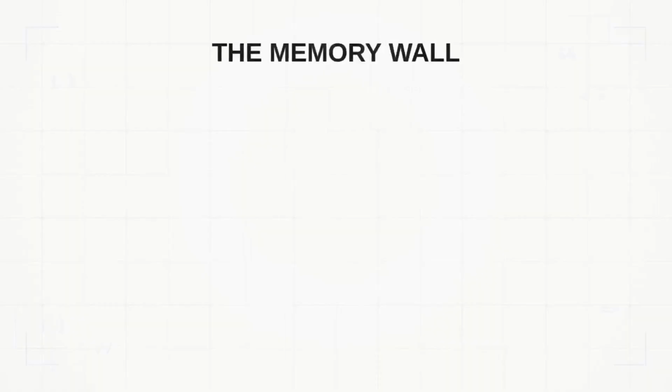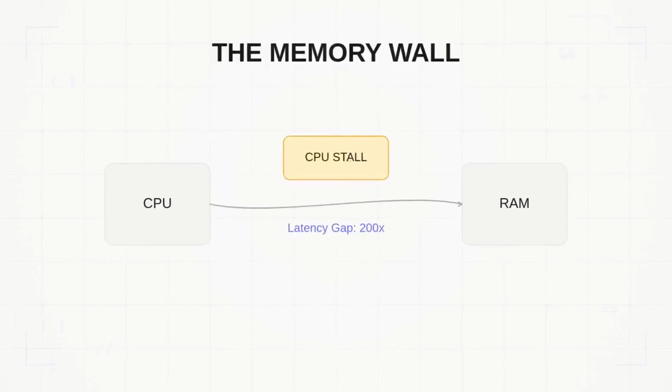In the last 40 years, CPU speeds have exploded, but memory speeds have only crawled forward. This divergence created what engineers call the memory wall. Today, a modern processor can perform hundreds of operations in the time it takes to fetch a single piece of data from main memory. When your code isn't optimized for data locality, your CPU isn't actually computing. It is mostly just waiting. It sits idle for hundreds of cycles, stalled on a memory request.